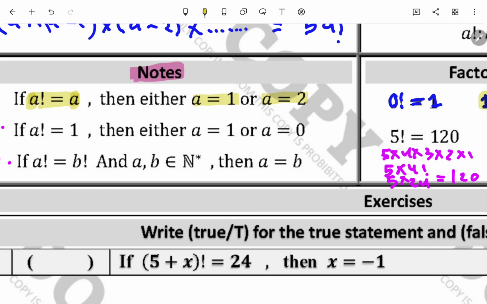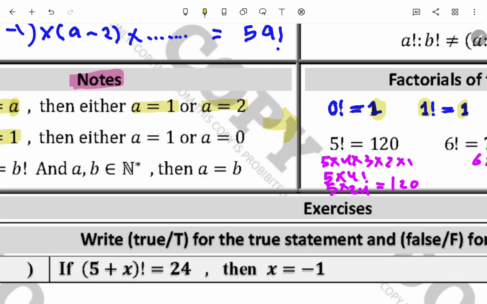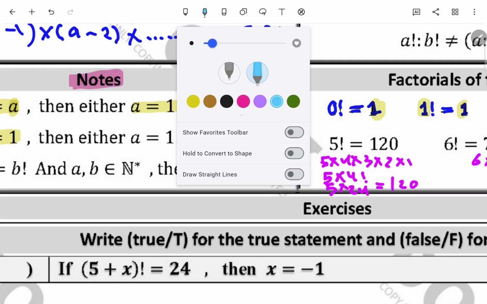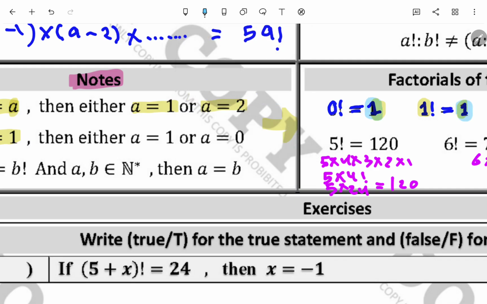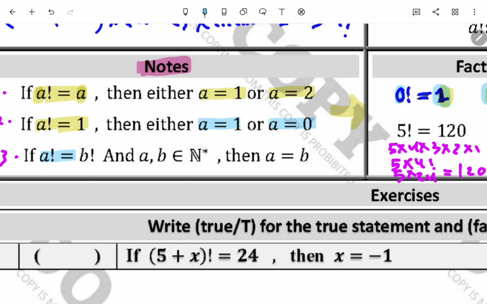In the second, we can say if a factorial equals 1, go back to this table and you can see that you can get 1 here or here, when we have 0 factorial or 1 factorial. So the answer is either a equals 1 or a equals 0. And if we have a factorial exactly equal to b factorial, and a and b belong to natural star, this means without zero, then a should be equal to b by canceling factorial from here and there, and that will give you a equal to b.